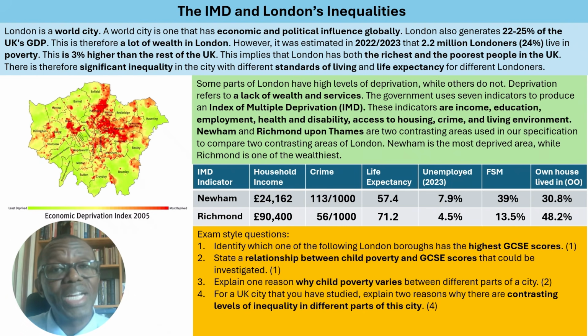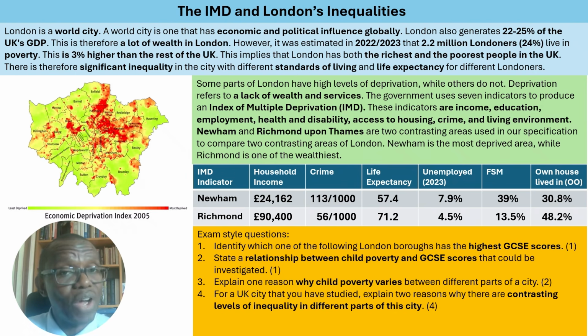There is therefore significant inequality in the city, with different standards of living and different life expectancy for different Londoners. Some parts of London have high levels of deprivation, while others do not. And deprivation refers to a lack of wealth and services. The government uses 7 indicators to produce an index of multiple deprivation. And those indicators are income, education, employment, health and disability, access to housing, crime, and living environment.